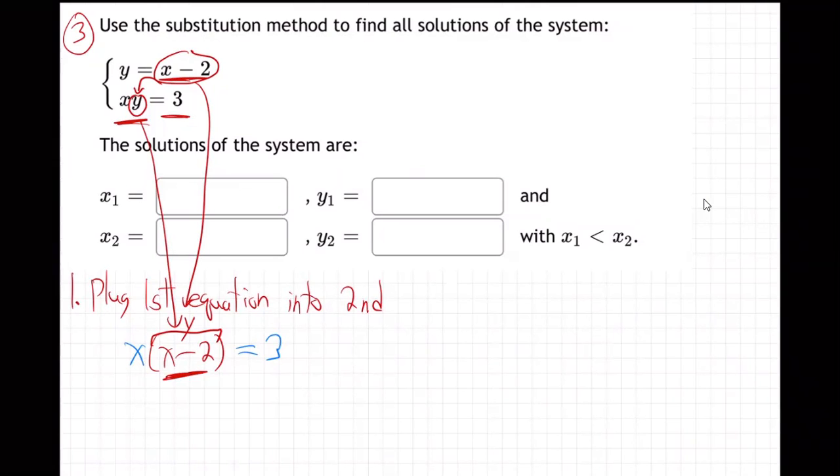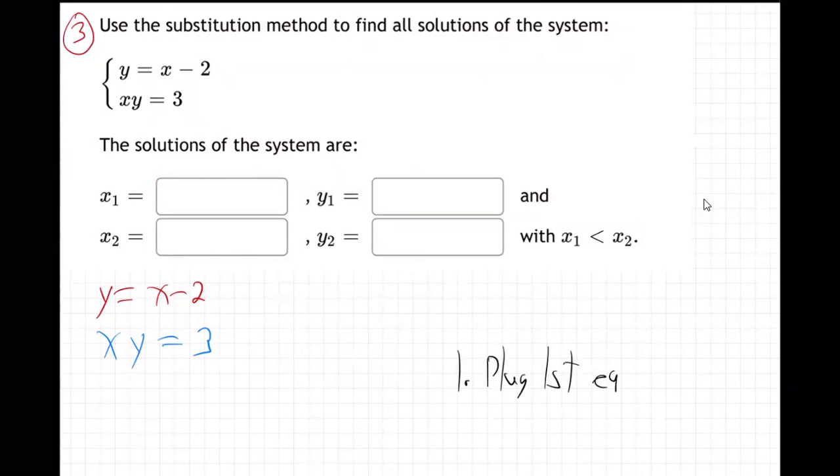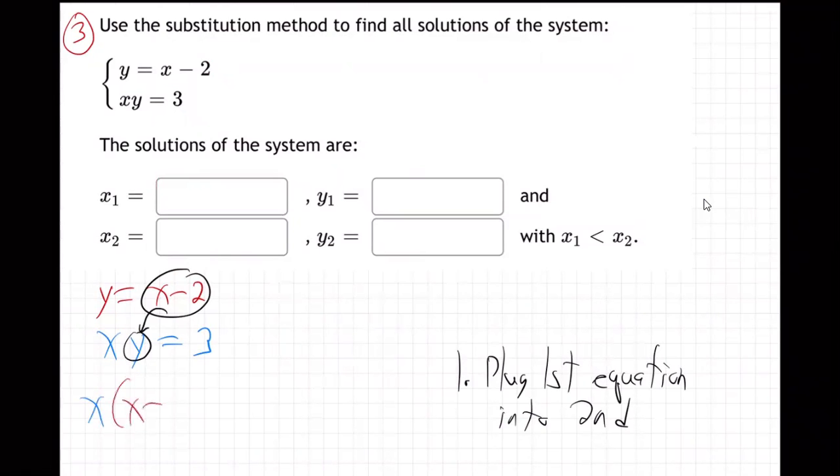Okay, and now, where do we go from there? Here, I feel like I'm not setting that up very nicely. Let me try that again. So I'm going to bring this down. So y equals x minus 2, and x times y equals 3. Put it over here. So step number one, plug first equation into the second. So I grab this, plug it in right there. So I get x times x minus 2 equals 3.